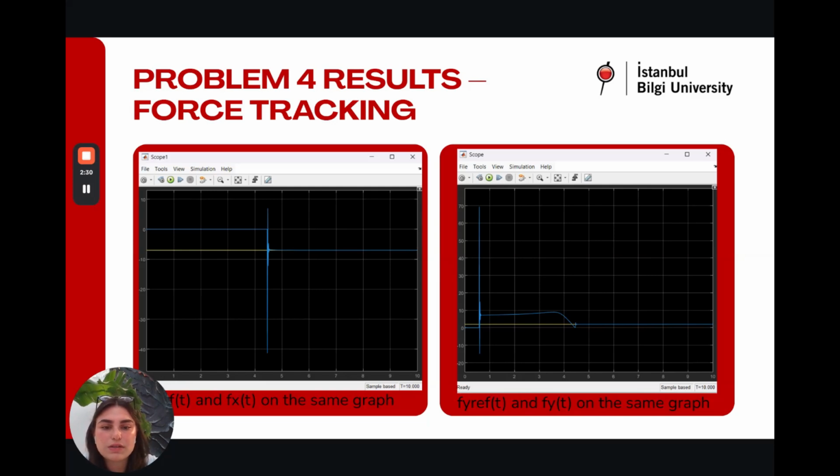On this slide, you can see our simulation results. The graphs compare the reference force with the actual measured force. As you can see, the actual force successfully tracks our references, and this shows that our controller is effective at regulating constant force.